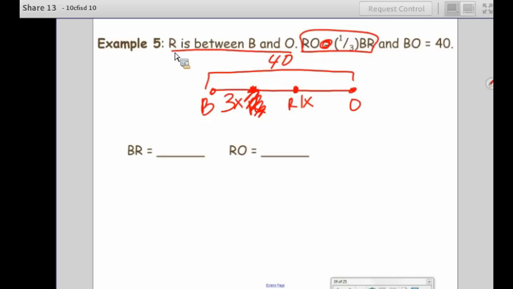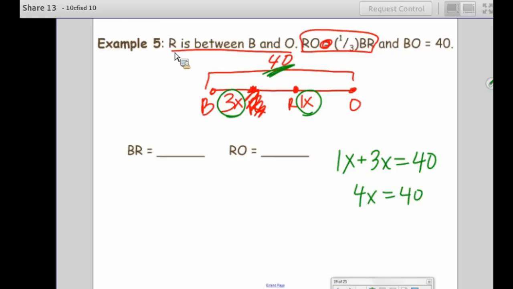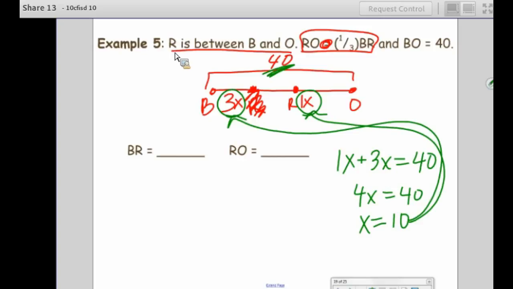No big deal. Anyway, now that I've labeled my picture, I can do segment addition. Part plus part equals whole. 1x plus 3x equals 40. 4x equals 40. X equals 10. And now I can plug it back into my parts. RO is 1 times 10. BR is 3 times 10.